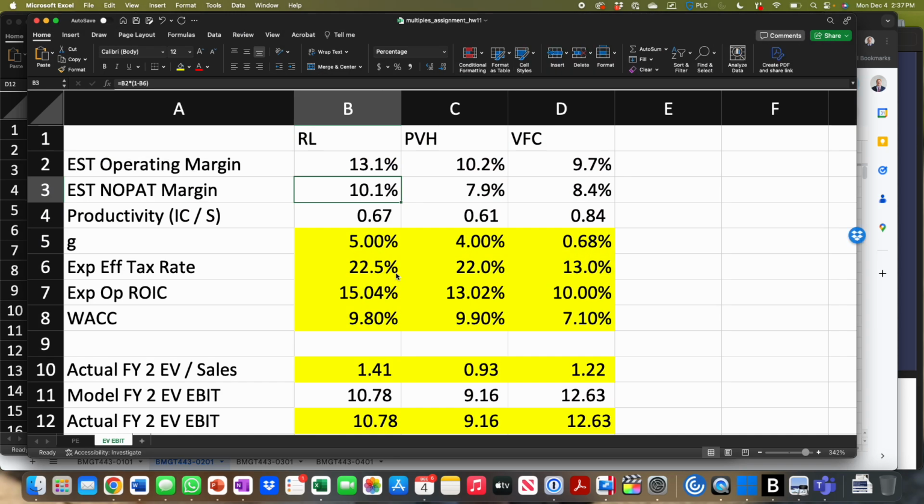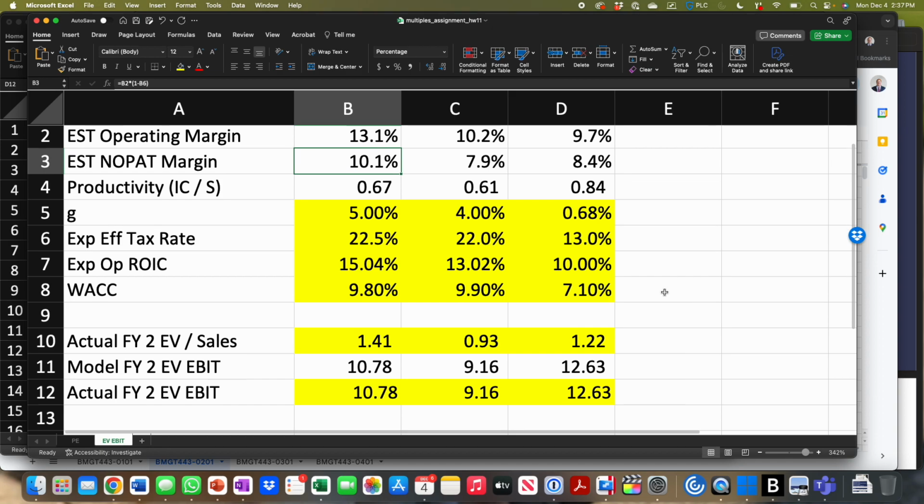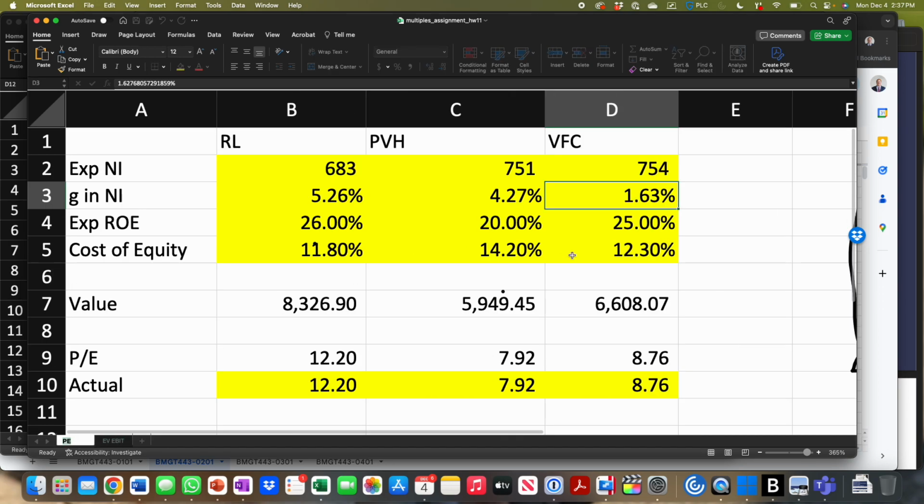There's homework 11. There it is. What adjustments did we make to PVH? And I use PE just because it was cleaner. What adjustment do we make to PVH?